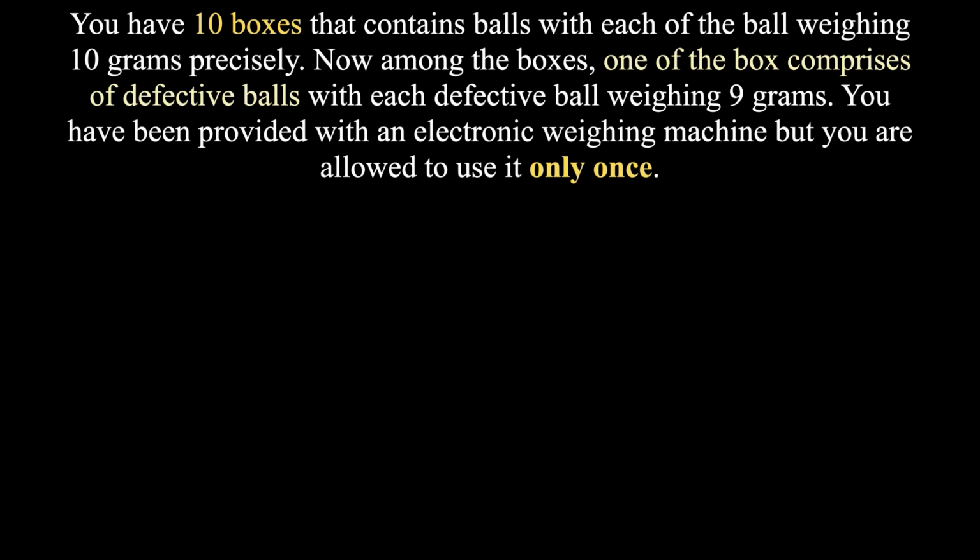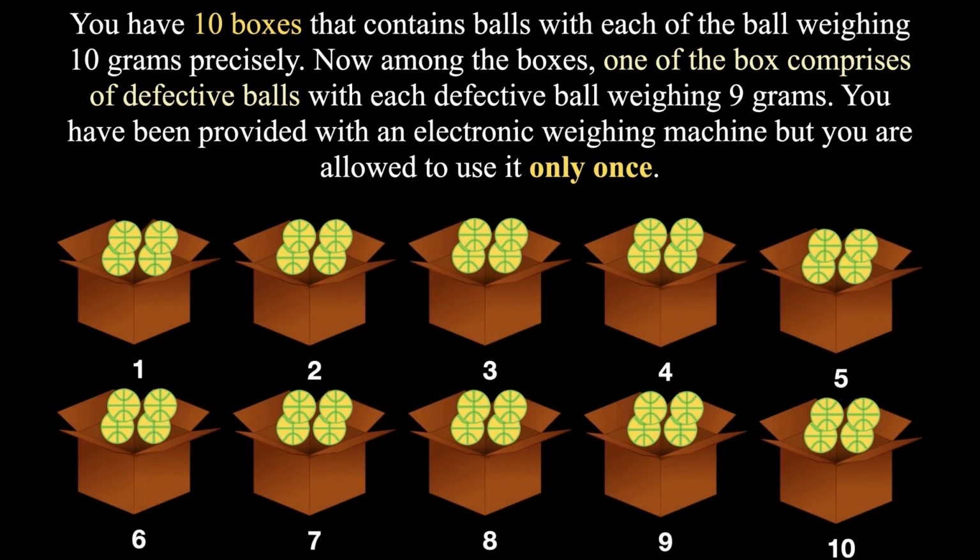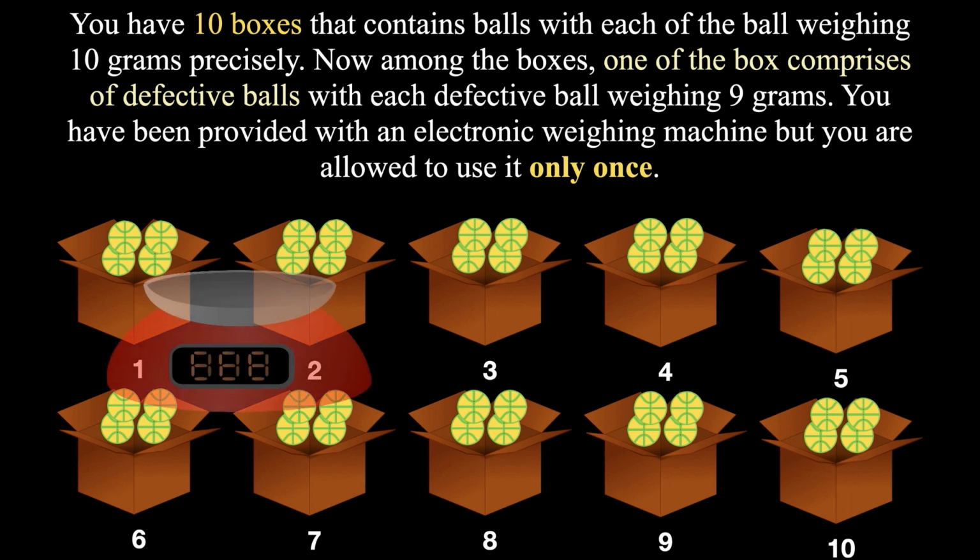You have 10 boxes that contain balls, with each ball weighing exactly 10 grams. Now among the boxes, one box comprises defective balls, with each defective ball weighing 9 grams. You have been provided with an electronic weighing machine, but you are allowed to use it only once. Can you find the box with the defective balls? The puzzle looks difficult, but by the time you understand the solution, you will find that it was way easier than you were thinking.